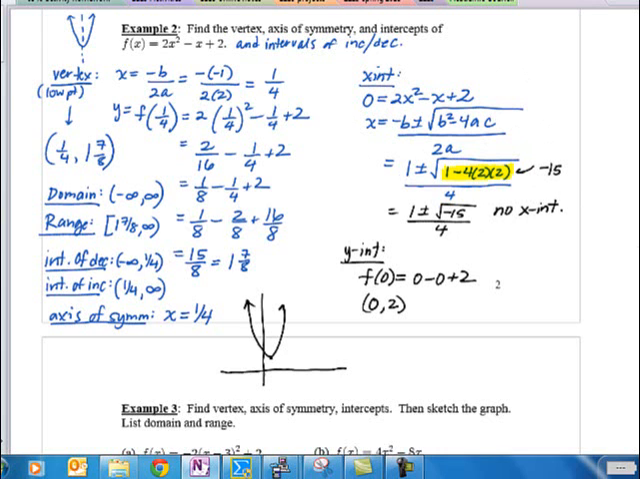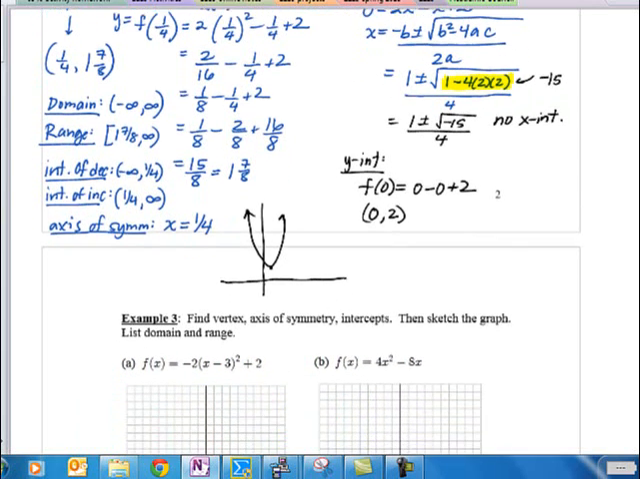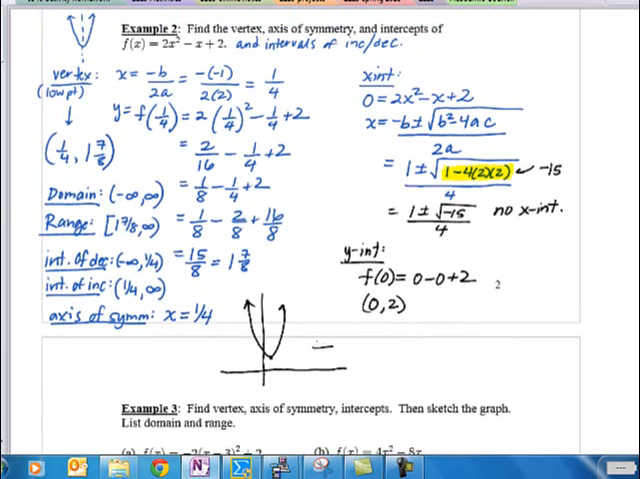So this is not an accurate and detailed graph. If you were asked to graph this, I would want more details than that, but at least it's a rough sketch that tells us, wait a second, yeah, there aren't going to be any x-intercepts.